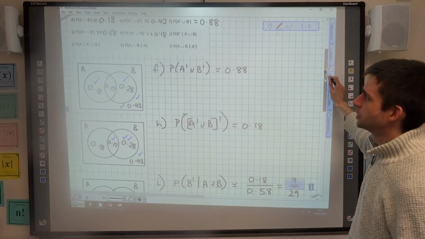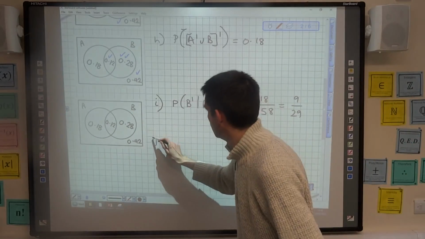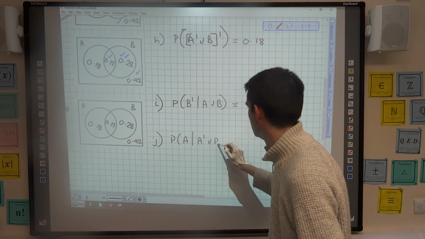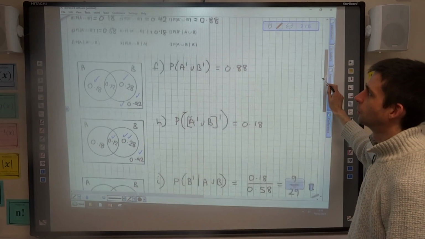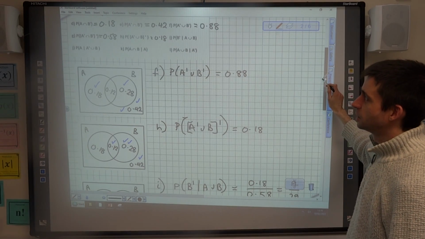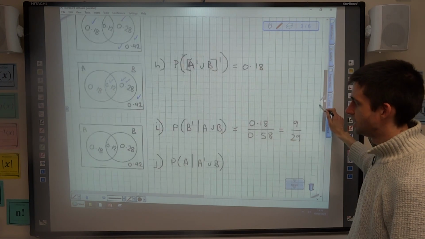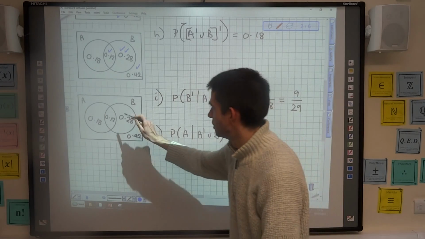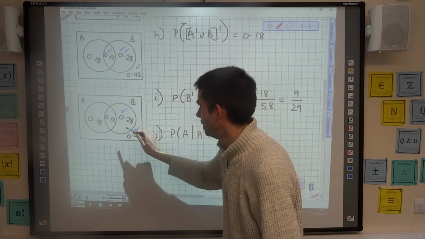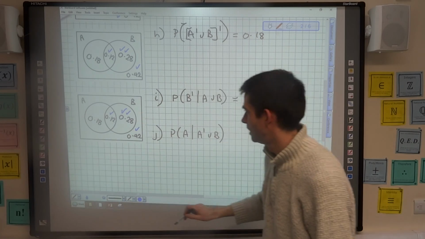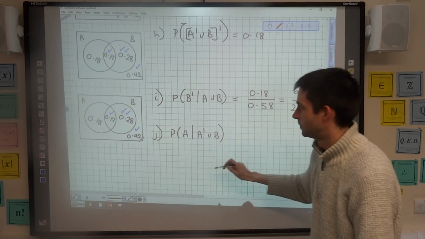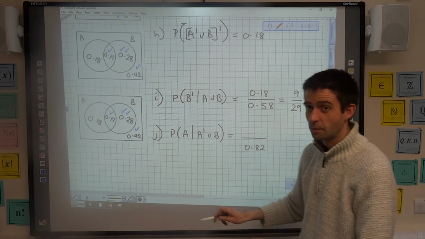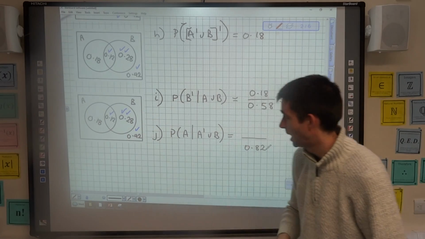Let's have a look at what J was. A given not A union B. I'll just check that before I go there. Right, given the probability of not A union B. So, not A union B, let's just have a little think about this then. So not A is this bit and this bit, B is this bit and this bit, so that's what we're out of before we start. So that is out of 0.82, which is all those probabilities added up.